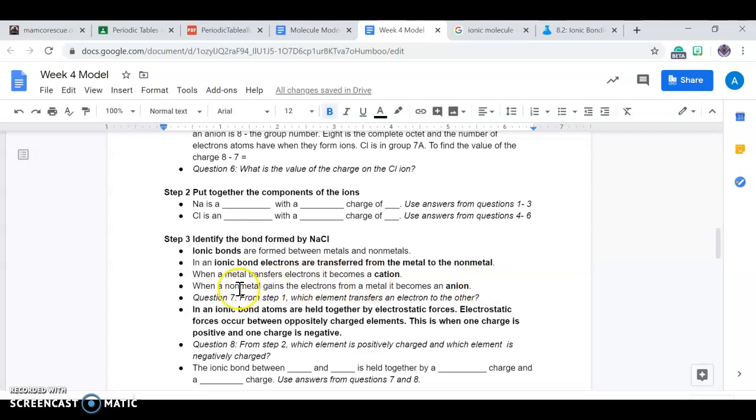All right, so question 7 from step 1, which element transfers the electron to the other, right? Go ahead and pause the video, see if you can answer that question.